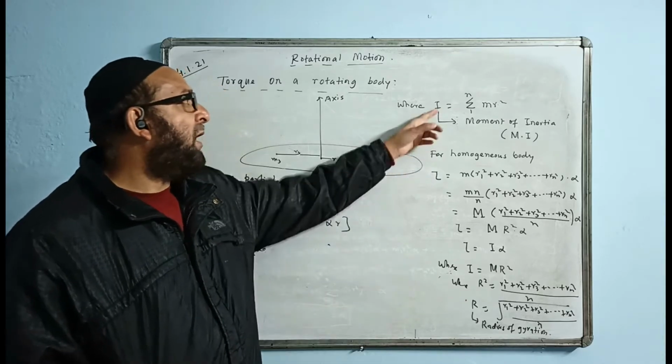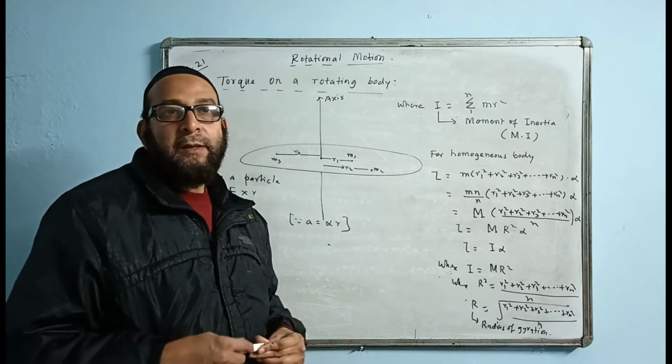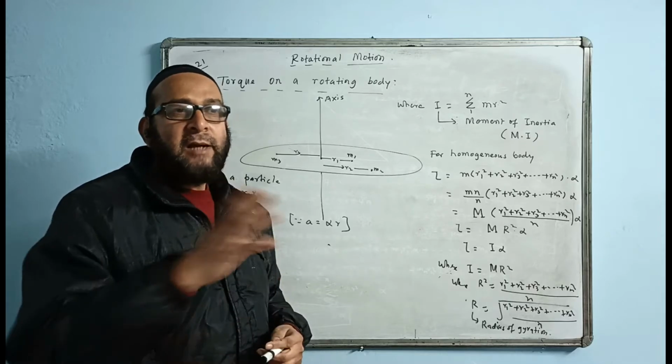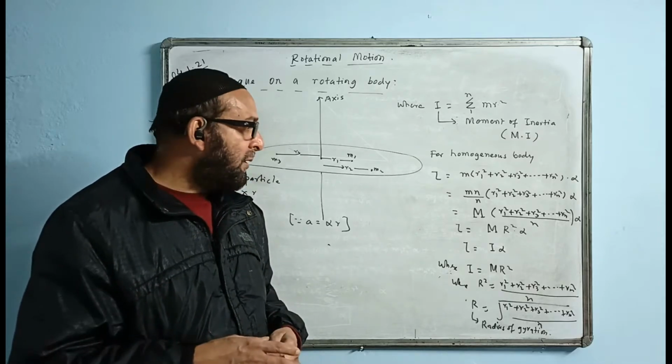But what is the formula of I? The moment of inertia formula is simply m multiplied by R square. R is a kind of average distance of all the particles, small r.